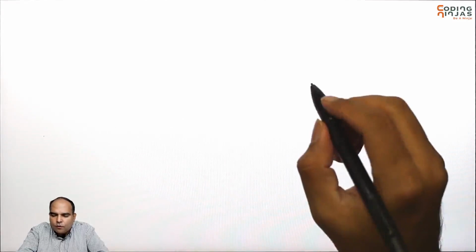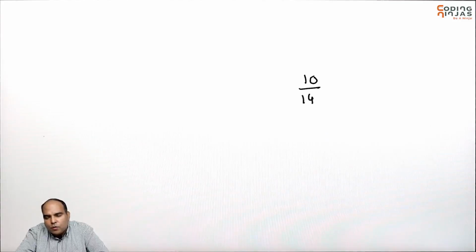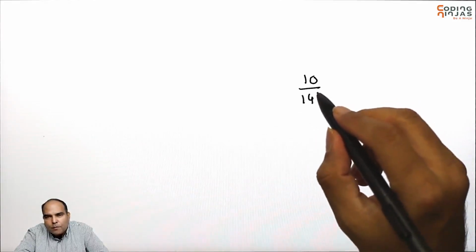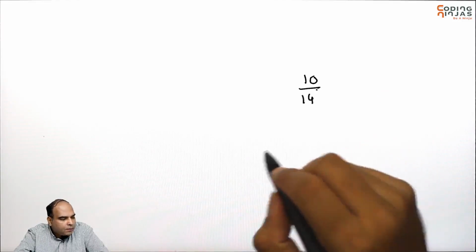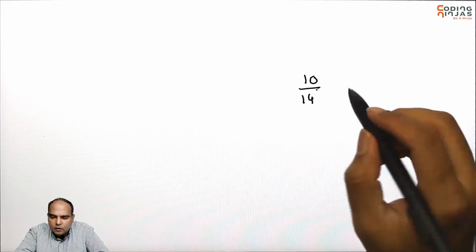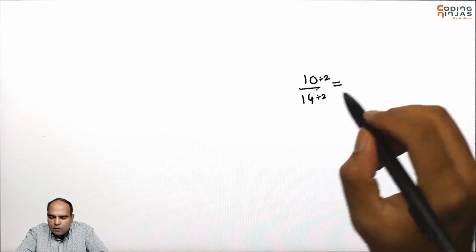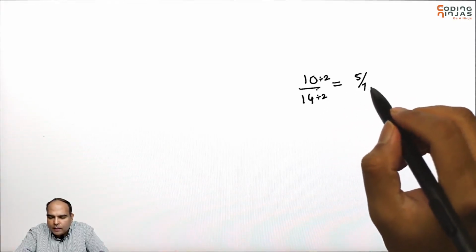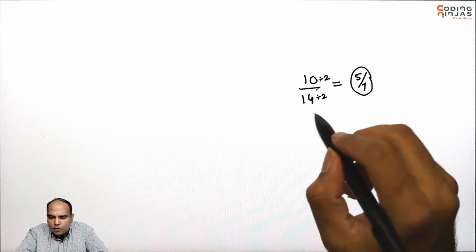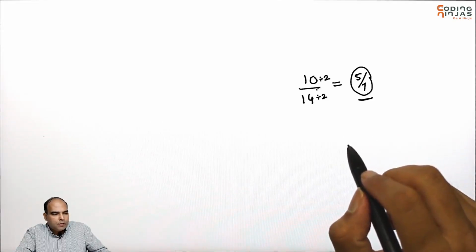So if you have a ratio, for example 10 by 14, this is not the lowest form of the ratio, because you can see that 10 and 14 are not co-prime to each other. Remember what co-prime numbers were? Co-prime numbers were numbers which had an HCF of 1. So if you divide both by 2, the ratio becomes 5 by 7, and this is the lowest form of the ratio 10 by 14, right?